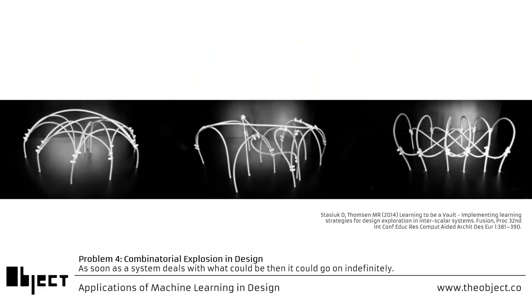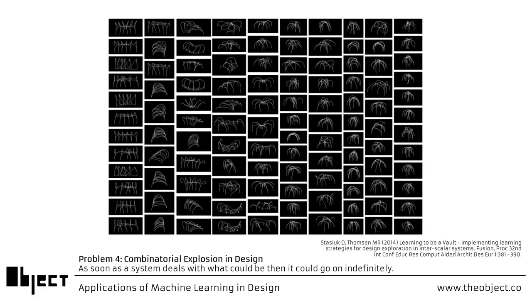So problem number four is combinatorial explosion design, and this is directly linked to the sprawl of parametric modeling currently. I'm just going to quote the paper: as soon as a system deals with what could be, it could go on indefinitely. So it means once the system learns how to do stuff, it just does a lot of this stuff. And then we have a problem, right?